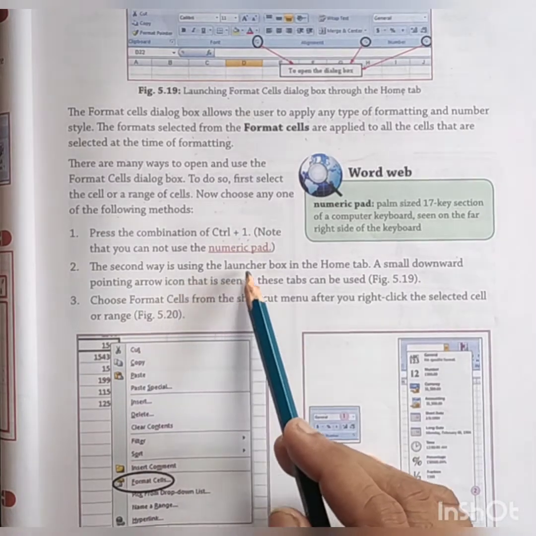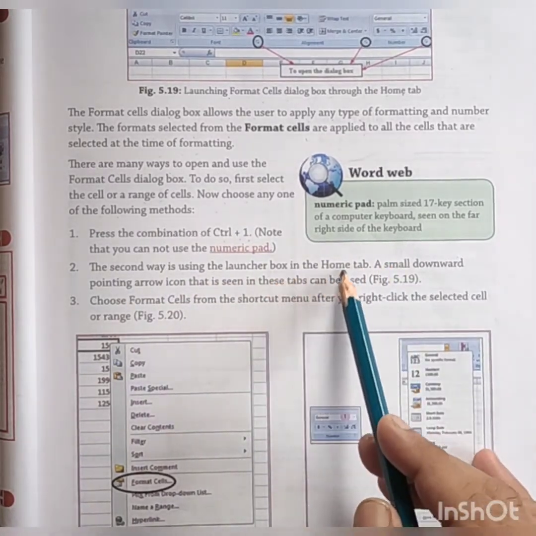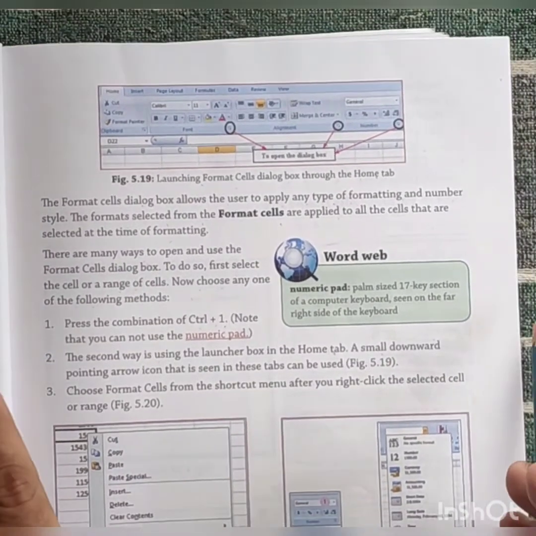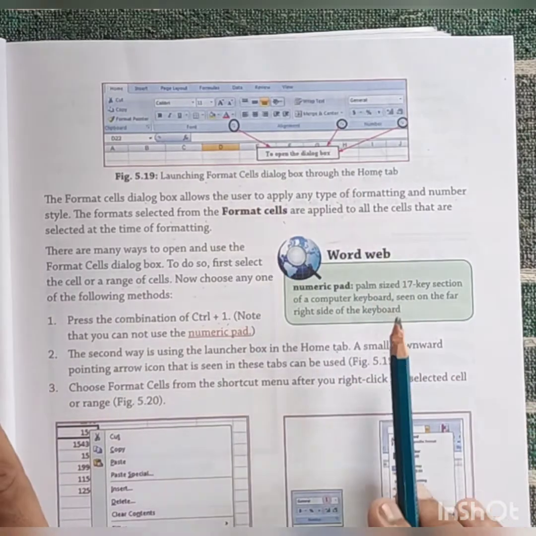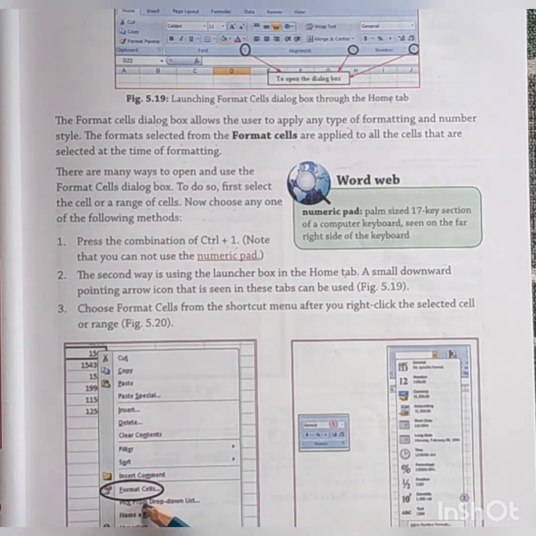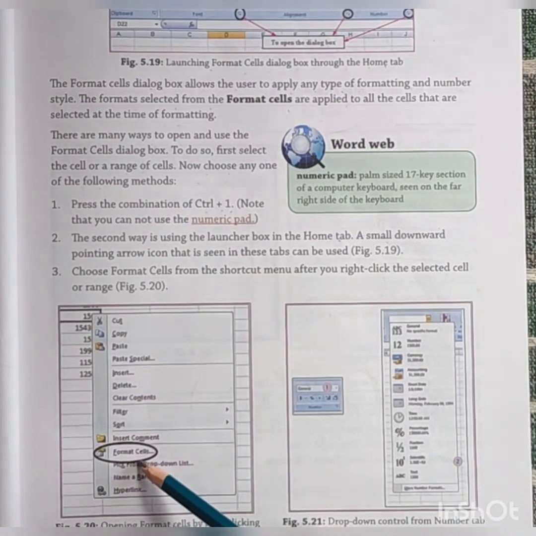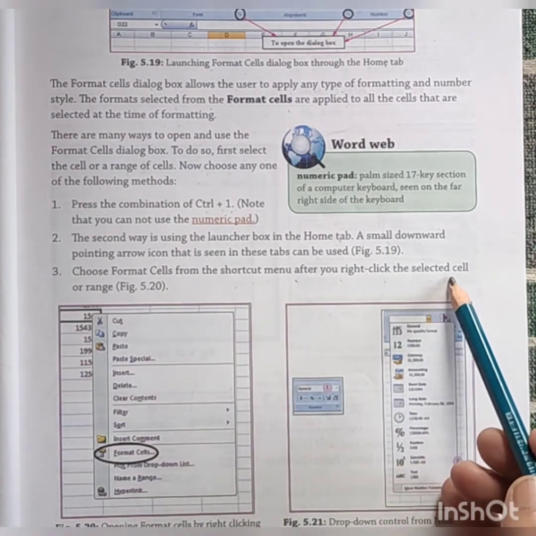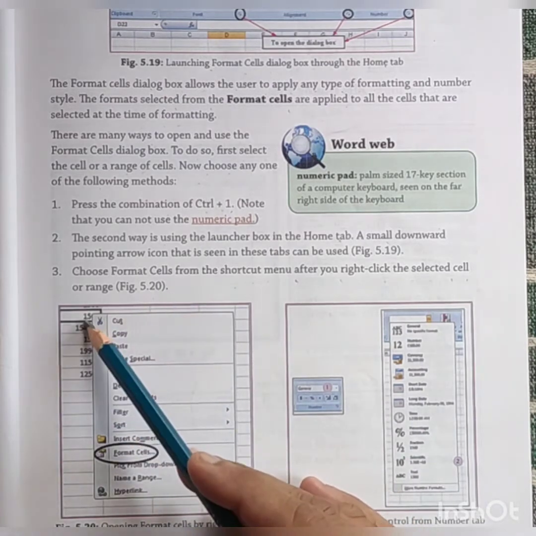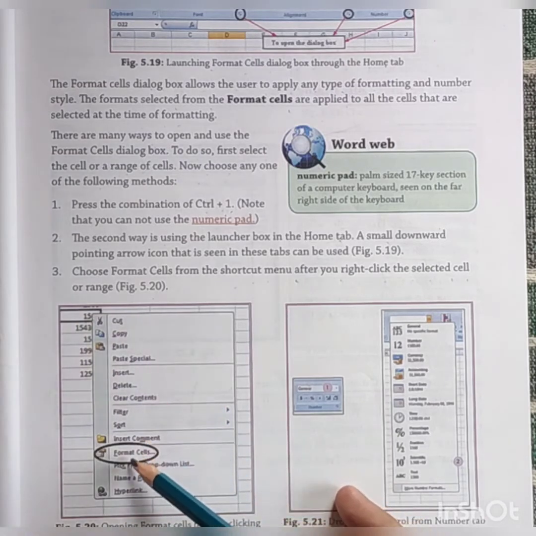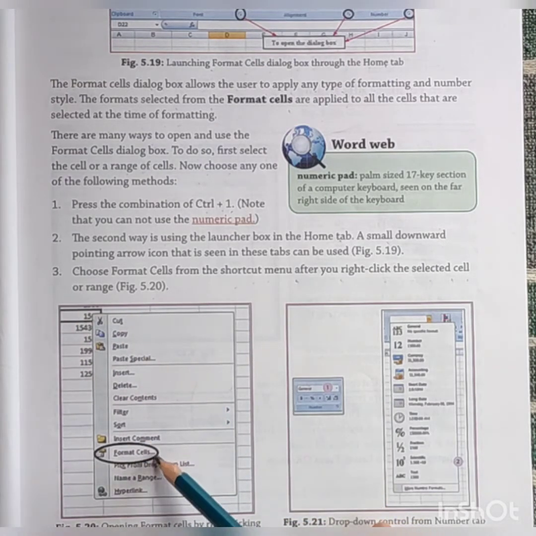Then the second way is using the launcher box in the Home tab, as I showed already, this small launcher box here. Then you will get the list of options, and here you will get Format Cells. Or choose Format Cells from the shortcut menu after right-clicking on the selected cell or range. So I have selected this particular cell and I am right-clicking on it. I will get the shortcut menu, and I will click on Format Cells. I will get the required options.